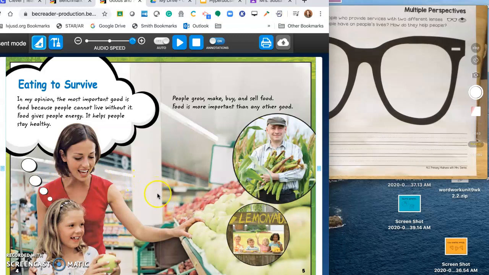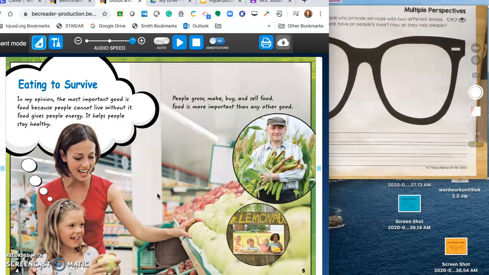Eating to survive. In my opinion, the most important good is food because people cannot live without it. Food gives people energy. It helps people stay healthy. People grow, make, buy, and sell food. Food is more important than any other good.